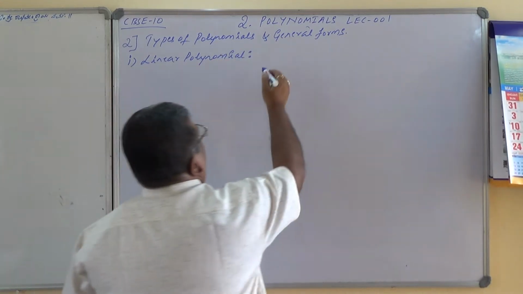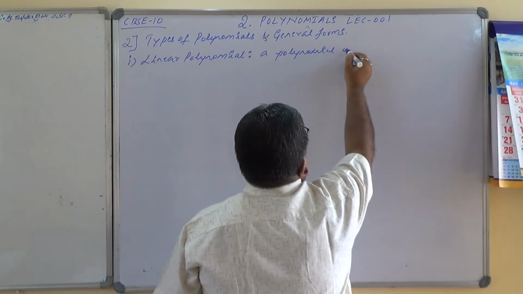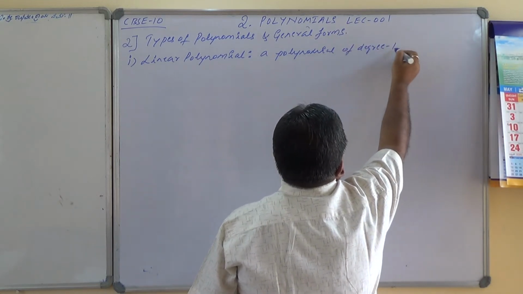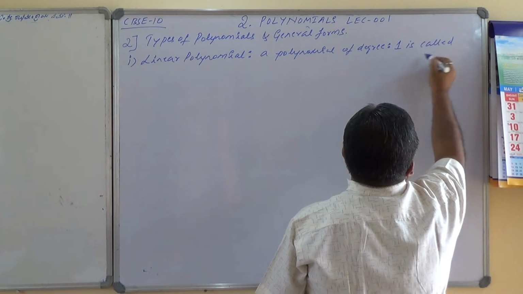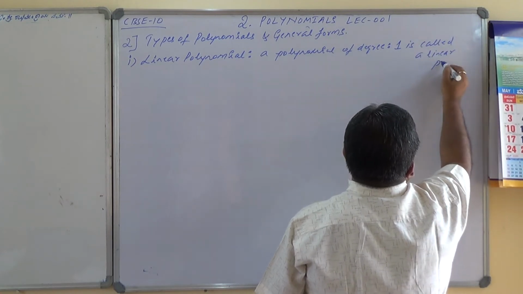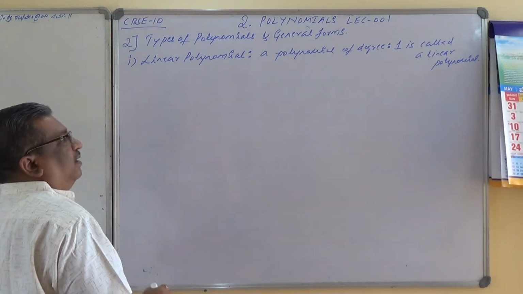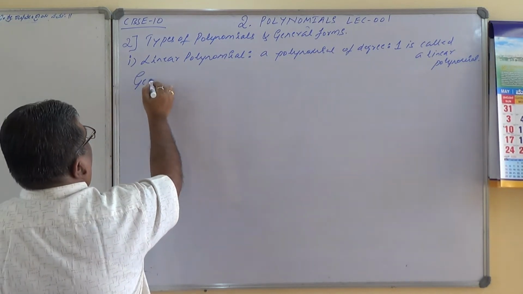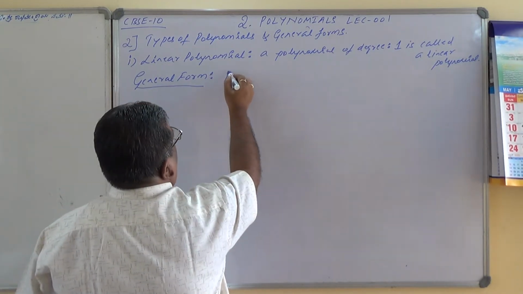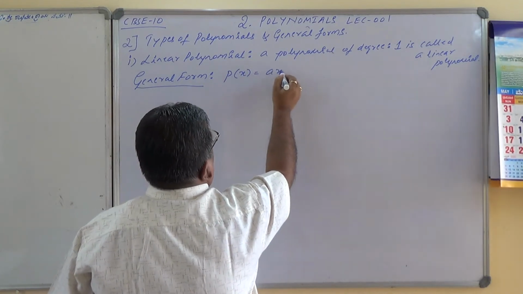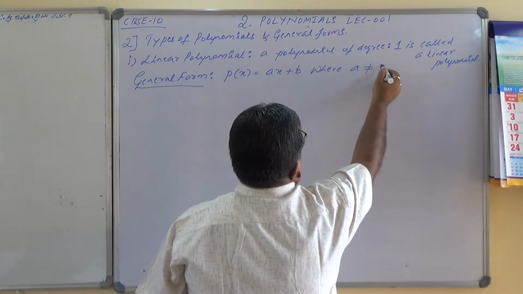linear polynomial. A polynomial of degree 1 is called a linear polynomial. General form: p of x equals ax plus b, where a should not be equal to 0.